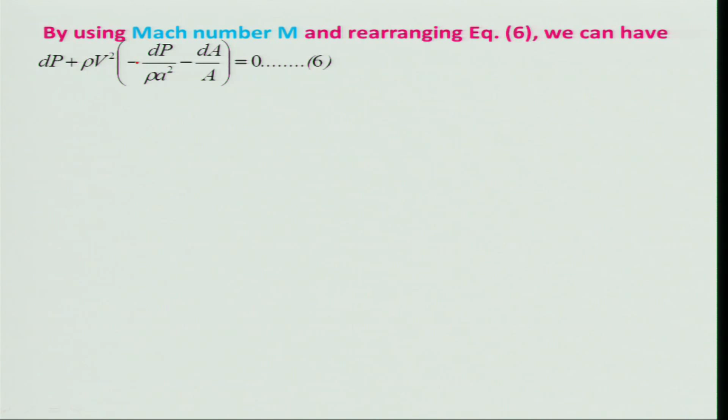I have already talked about this equation. As I told you earlier, if I take this term outside here, rho will cancel out, and V square by a square is nothing but your M square. So, dP, if I take it out, becomes 1 minus M square is equal to rho V square dA by A. That means this expression is relating not only the pressure difference and Mach number, but also the change in area. So, let us simplify this further.